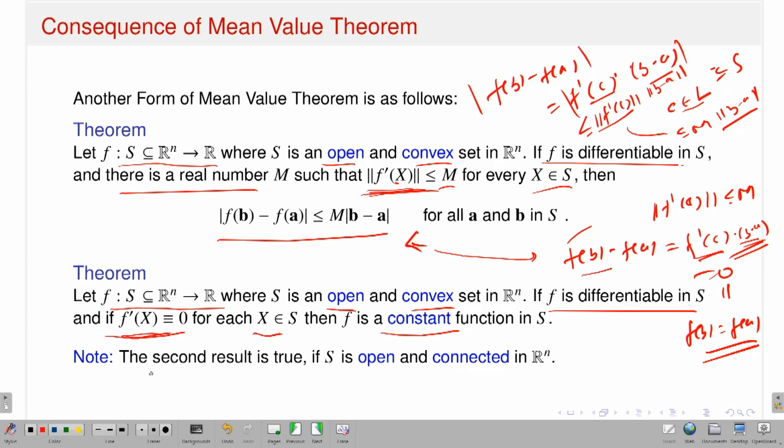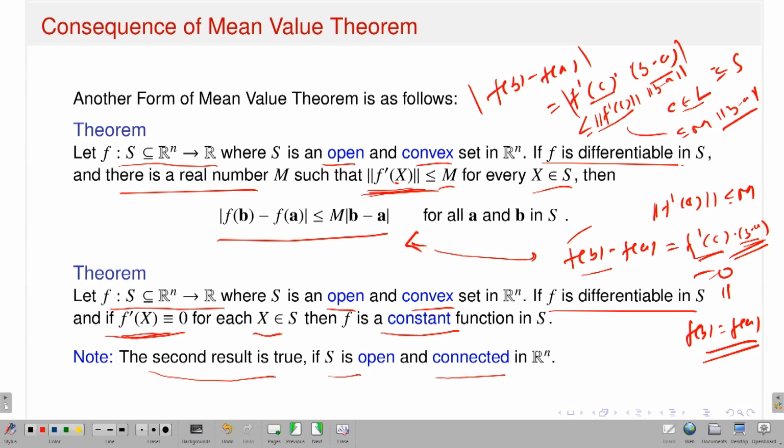One note I have written is that this result is true if S is open and connected also. Even if I do not need convexity, connected also allows you to conclude this theorem, because once it is convex, then it is connected, right? Because any 2 points I can join by a straight line, it is already inside that set. But the converse is not true. I have given an example.